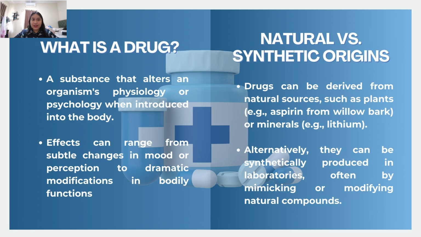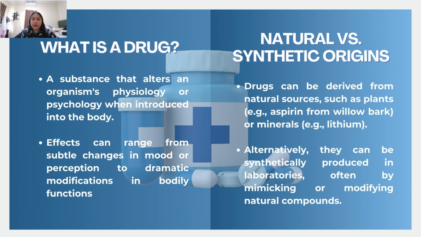First, what is a drug? A drug can be defined as any substance that, when taken into the body, can induce a change in an organism's physiological states. These alterations can manifest in many ways. A drug might subtly influence our mood or perceptions, or it could have a more dramatic impact on our body functions.